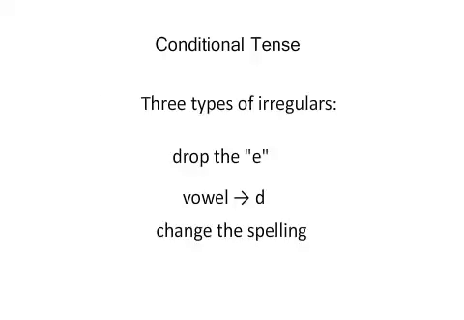In the conditional tense, we do have some irregular verbs. There are 3 types of irregulars, and these should look very familiar to you if you've seen the future tense. We have drop the E, vowel to D, and change the spelling. The good news about these irregulars is that they're exactly identical in form to what we saw in the future tense. Of course, we're going to use our conditional endings, but if a verb is irregular in the future, it's going to be the same type of irregular verb in the conditional, and the steps are exactly the same.